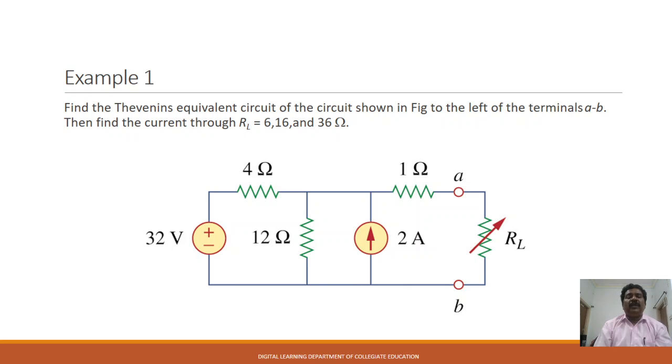So looking at the example: find the Thevenin's equivalent circuit as shown in the figure to the left of the terminals A and B, and then find the current through different loads RL, if you put 6 ohms, 16 ohms and 36 ohms. This is a linear bilateral network, a network consisting of a combination of sources: a 32 volt voltage source and a 2 ampere current source with different resistors 4 ohms, 12 ohms and 1 ohm, and also the load RL. It is a variable.